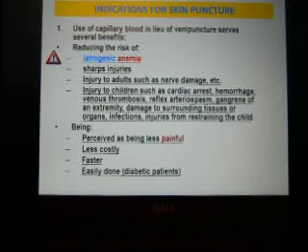Okay, so we're also going to talk about the fact that people perceive it as less painful. And that does make a difference in some situations. So those are things you want to look at.